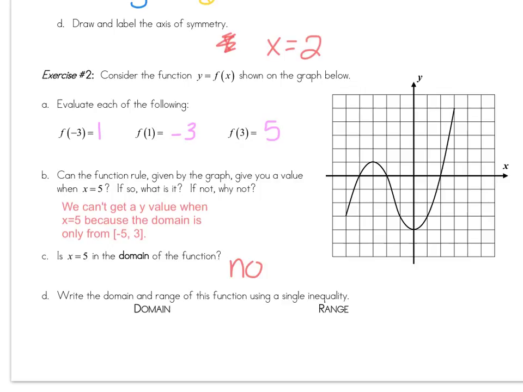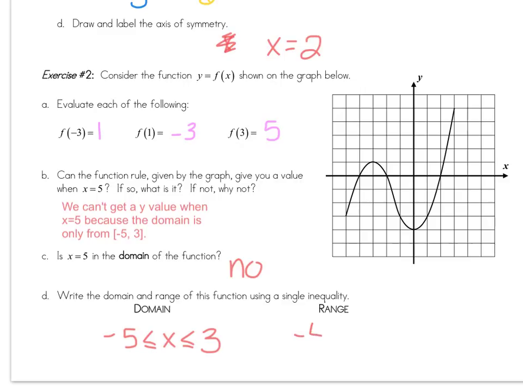Well, part D says, write the domain and range of this function using a single inequality. Well, we already wrote the domain in interval notation in part B, so let's translate that into inequality notation. So we are going from negative 5 is less than or equal to x is less than or equal to 3. Remember, our range works a little differently. So how low does this graph go? Well, the lowest point is right here. So that's 1, 2, 3, negative 4. And the highest point is not here. It actually is there. So 1, 2, 3, 4, 5.